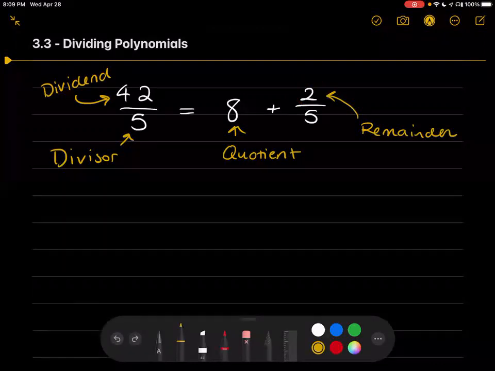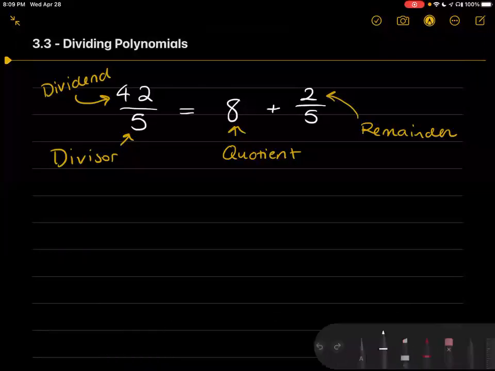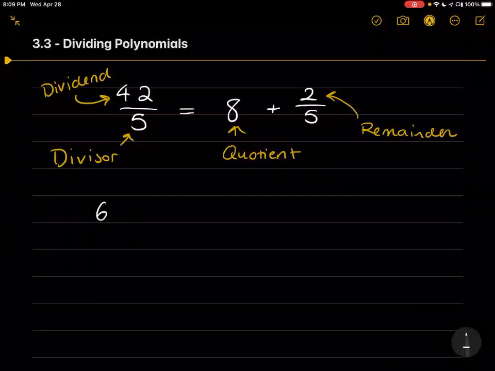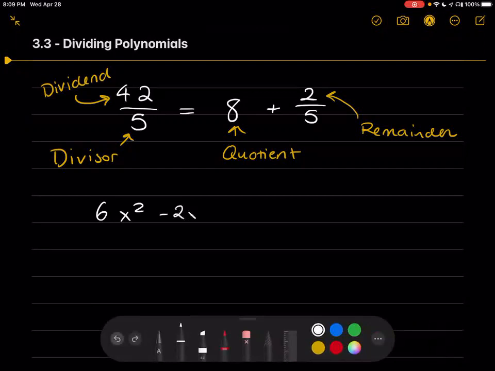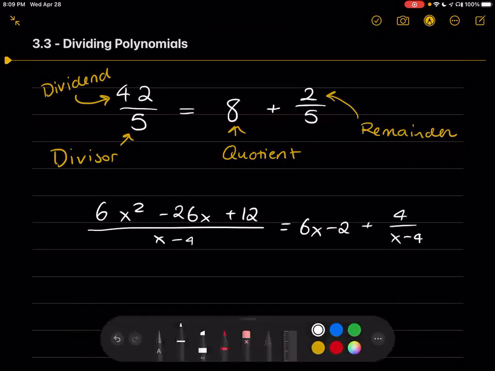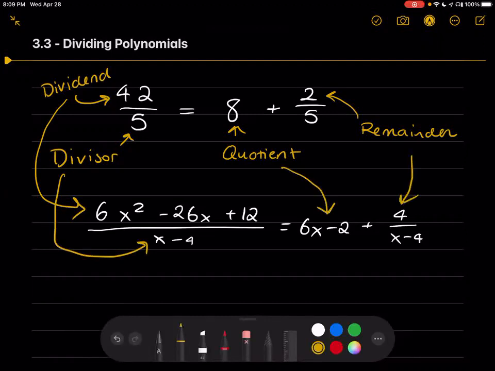Okay. So dividing polynomials looks very similar. For example, if we wanted to divide 6x squared minus 26x plus 12 by x minus 4, it turns out that we can write this as 6x minus 2 plus 4 over x minus 4. So here, the same words apply. That right there is the dividend. The divisor is the polynomial on the bottom. The quotient is what pops out, and the remainder is what's left over.